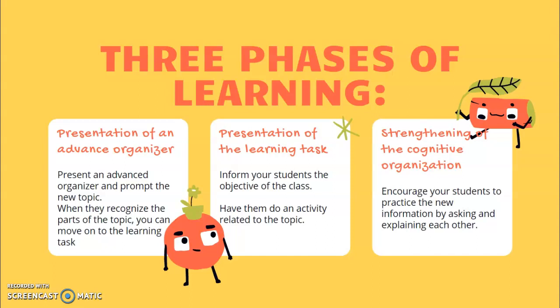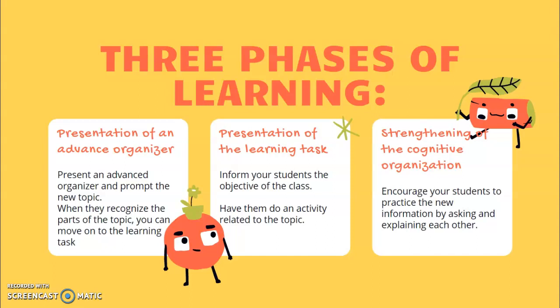This part is where you inform the students of the objective that the class has, and you make them solve an activity which is related to the topic. This is kind of like, after doing the organizer, where you ask your students to maybe write their own family members as a list on a sheet of paper.